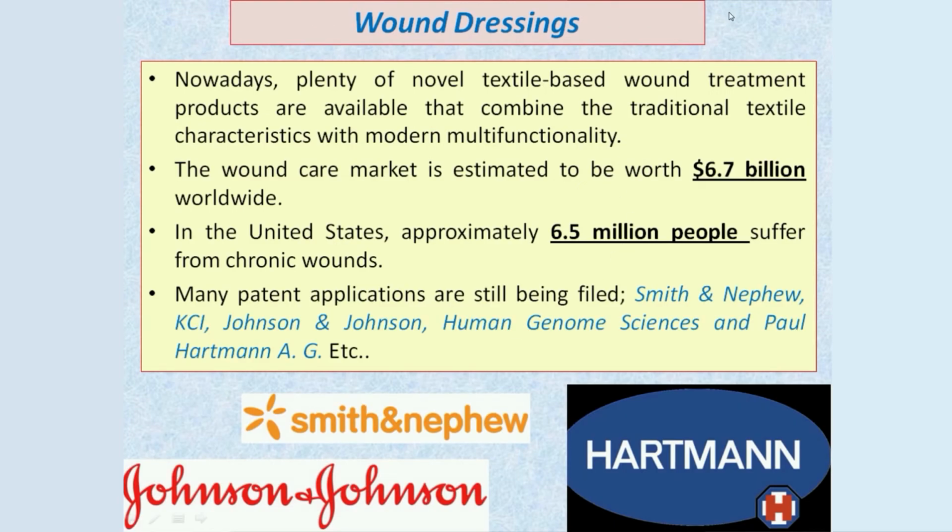There are some big commercial and global companies on the market. So Smith & Nephew, KCI, Johnson & Johnson, Human Genome Sciences, Paul Hartmann are some of the very well-known companies in terms of producing wound dressings. And if you just look at the amount worldwide, we can see that the wound care market is estimated to be worth 6.7 billion worldwide. And in the United States, for example, approximately 6.5 million people suffer from chronic wounds. So it's a growing and developing market, actually.